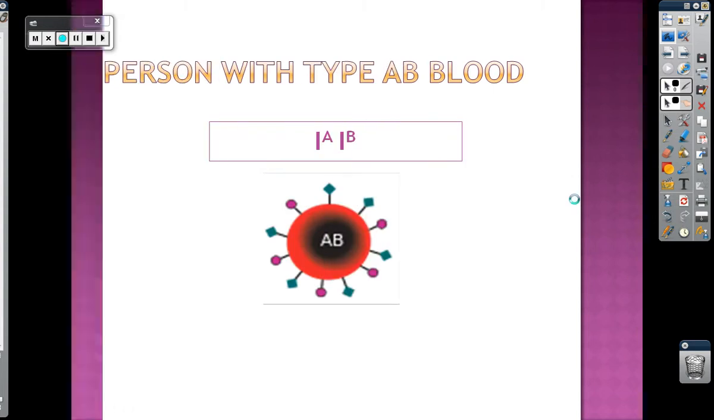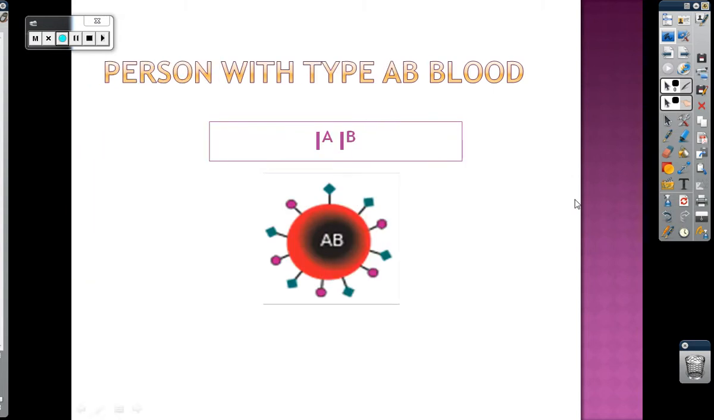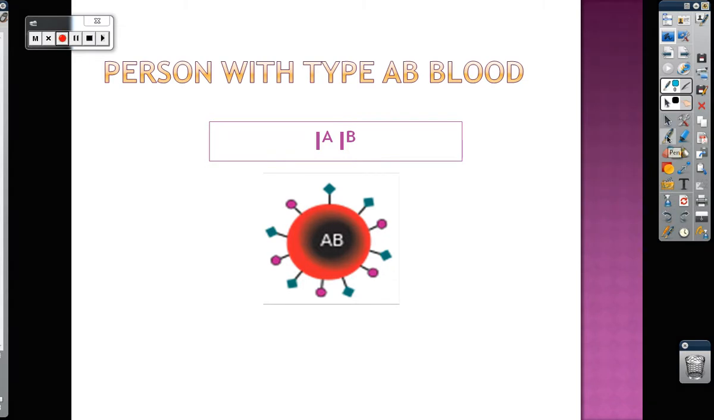All right, we have two more. The person with type AB blood is going to have both antigenic markers. If you notice, they have those circle ones that we said represented our type A blood. They also have a second allele indicating the B, which we said is co-dominant, so both are going to show up. They also have antigenic markers that mark their red blood cells as type B. So they have type A and type B.